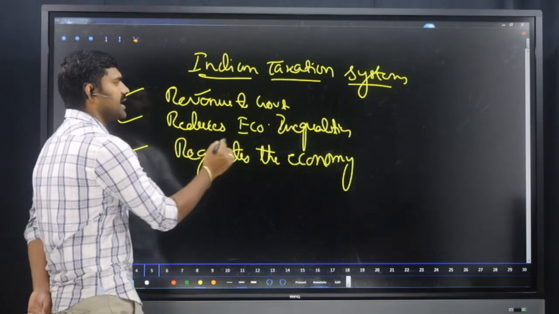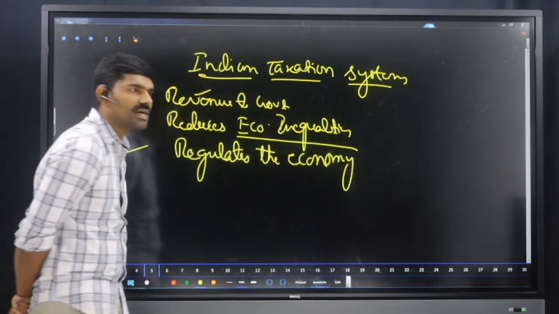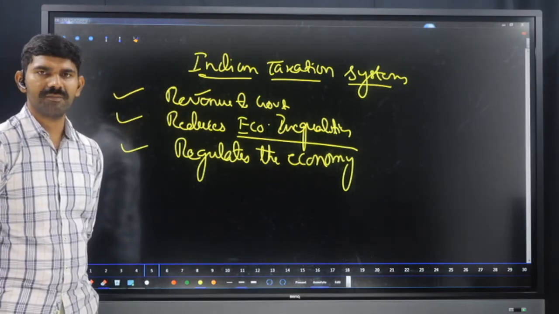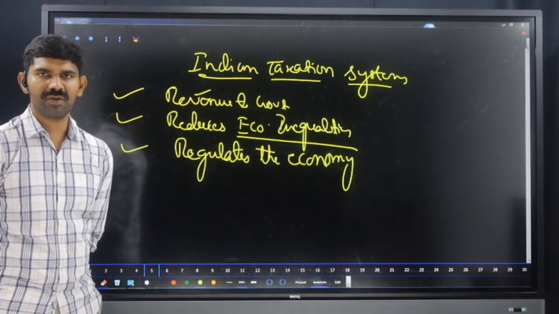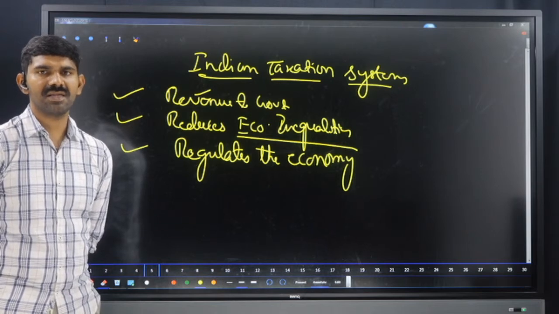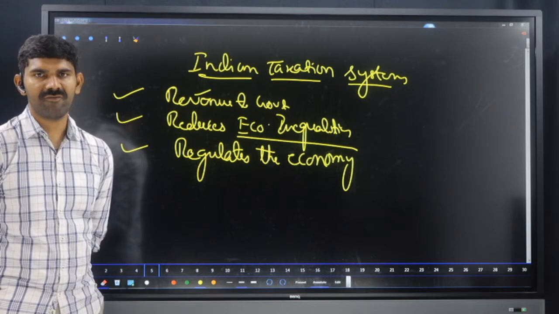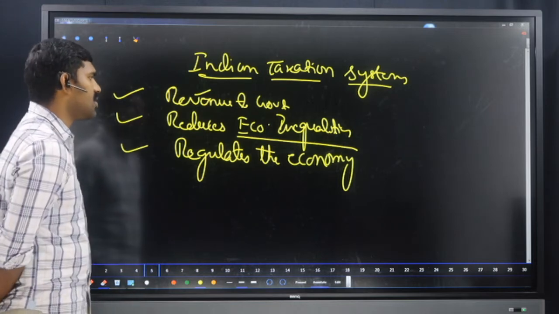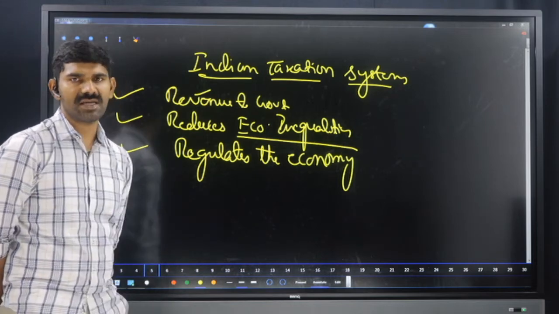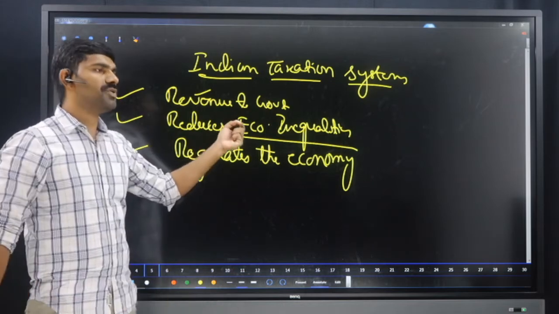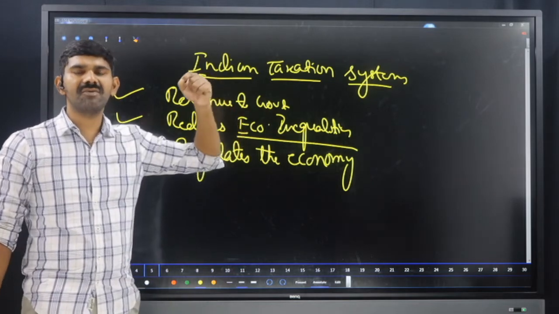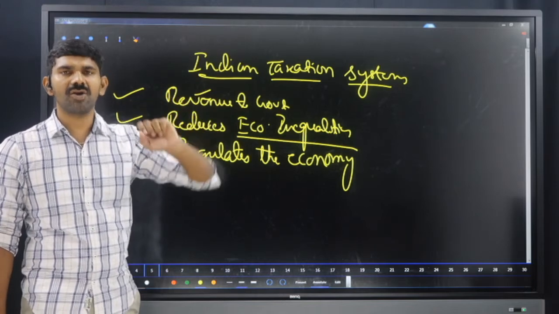Second, it reduces economic inequalities. You know that economic inequality in India is very high. The rich are getting richer, the poor are getting poorer. You can see the migrant people, and you can also see the rich people coming from abroad by paying their own plane fare. There is a lot of economic inequality that can be reduced using taxation, because tax is imposed on the rich and subsidies are given to the poor. Like this you can reduce economic inequalities.